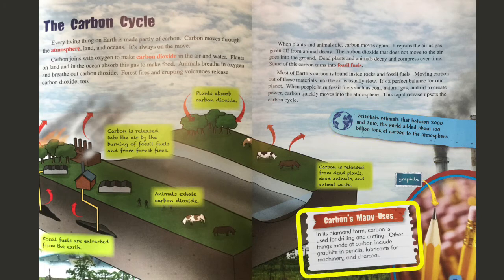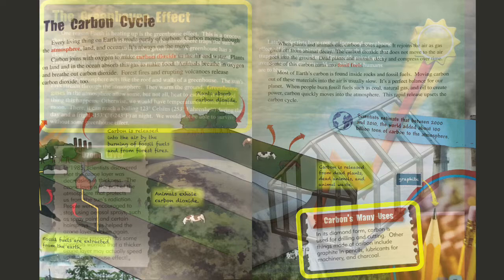Carbon has many uses. In its diamond form, carbon is used for drilling and cutting. Other things made of carbon include graphite in pencils, lubricants for machinery, and charcoal.